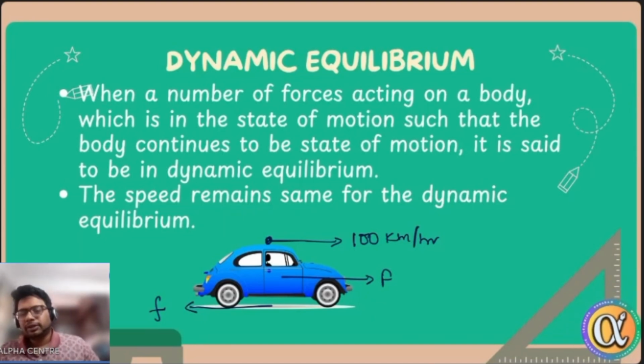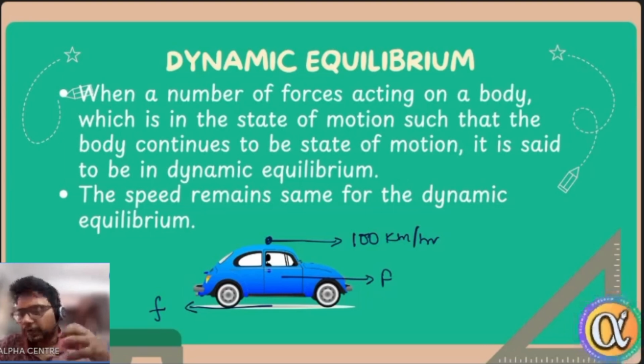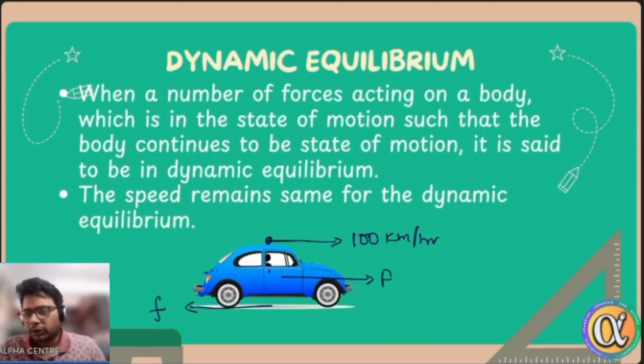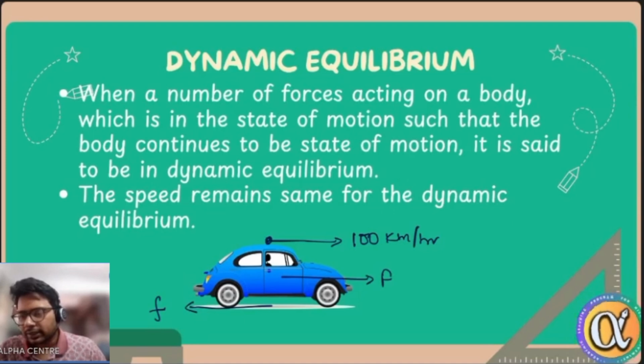So even if a body is constantly moving, the net force on the body is zero, meaning you're applying two forces on the body, these forces are in opposite directions, and they are canceling out each other. So the resultant of this would mean that there is no net force on the body, and the body will continue to move at the same speed. Clear? So that is the example of dynamic equilibrium.